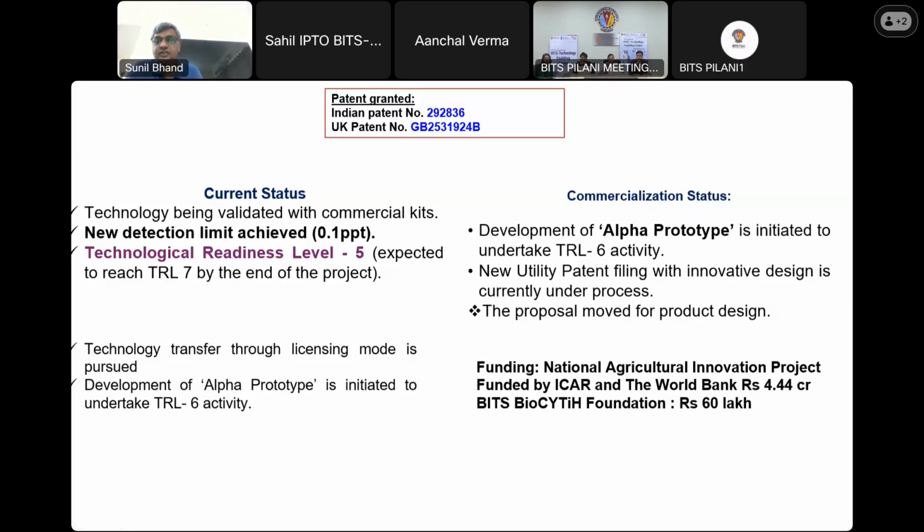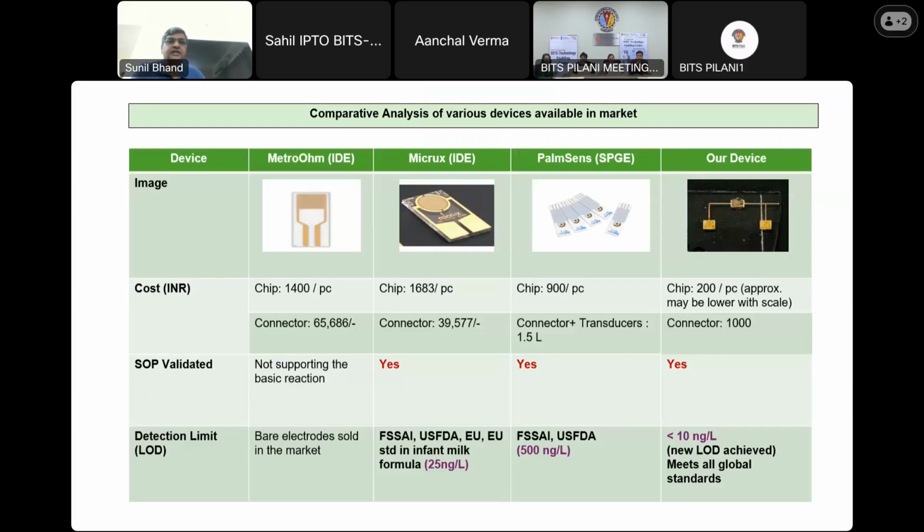So if you look at scenario of the competitors, these are the 3 chips: Metron, Germany, Microx, Germany, and Palms in Finland. And their chips are very expensive. They're not for M1. They're just the bare chip, which people are mostly using for their custom application, but not affordable at all. On the right side, you look at our device, which is a very novel device, very low cost material. Though we have said 200 rupee, but we believe that it will significantly go down in cost when scaled up. So we have technological advancement.